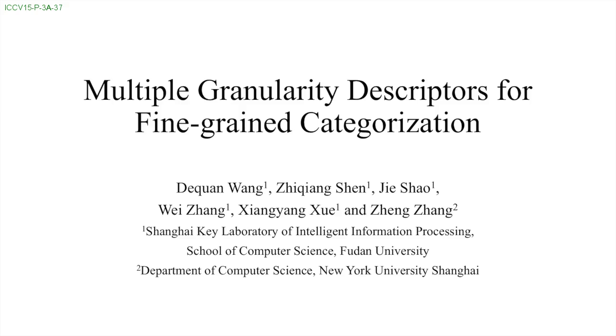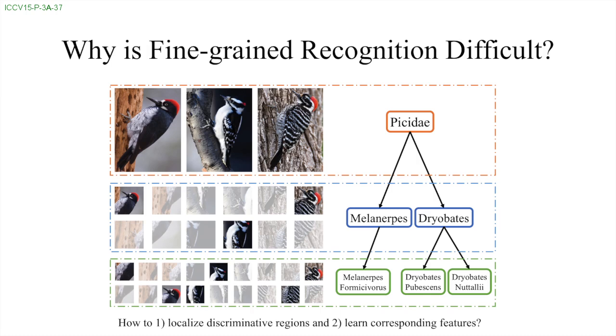Fine-grained categorization is an extremely challenging task. This is due to two main issues: how to localize the descriptive region for recognition and how to learn sophisticated features for representation. Neither of them is easy to handle if there is insufficient label data.